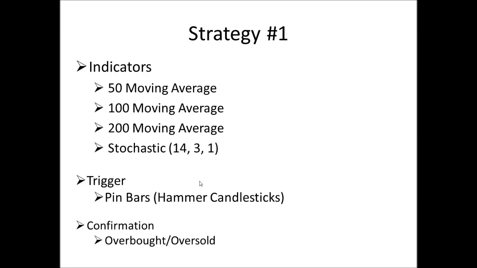So our first strategy for trading 60-second options requires the following indicators: a 50 moving average, a 100 moving average, a 200 moving average, a stochastic set at the default of 14, 3 and 1. The trigger we'll be looking for to open calls and puts will be pin bars, and we will also be looking for a confirmation of overbought and oversold on the stochastic. So let's go to a price chart and I'll show you how this strategy works.